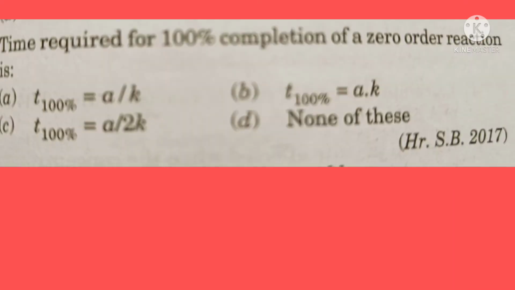Time required for 100% completion of a zero order reaction is, for a zero order reaction, t is equal to a naught minus a upon k. As a will be 0 because 100% has reacted. So 100 minus 0 upon k is not given amongst the option here. So option D is the correct answer.